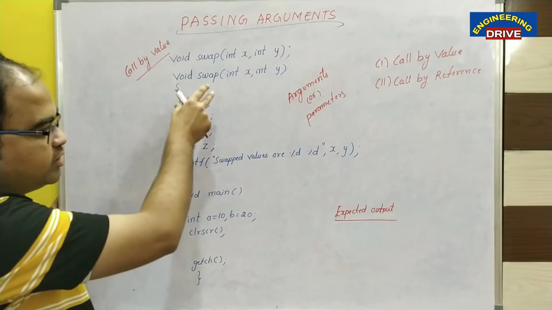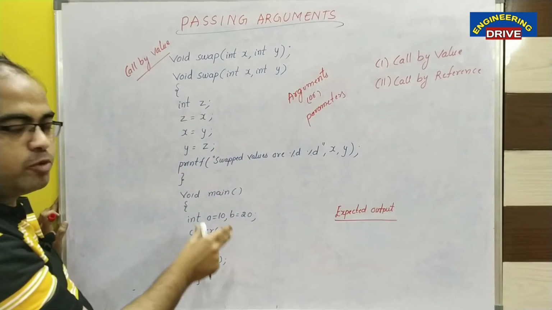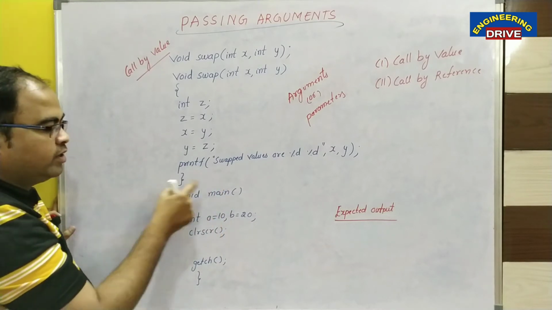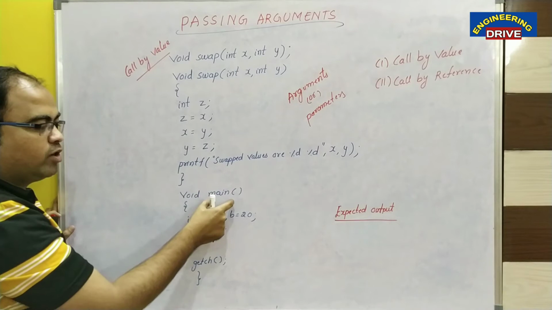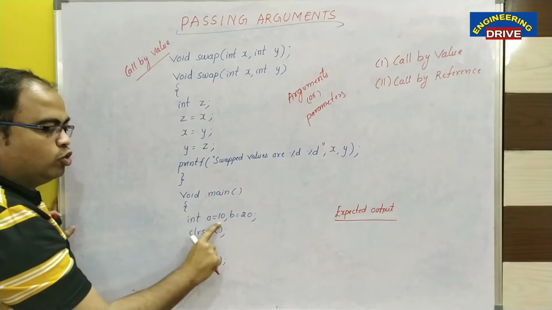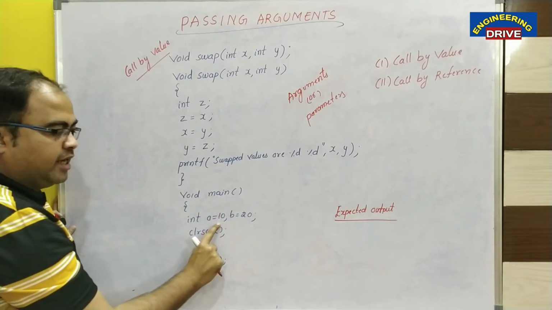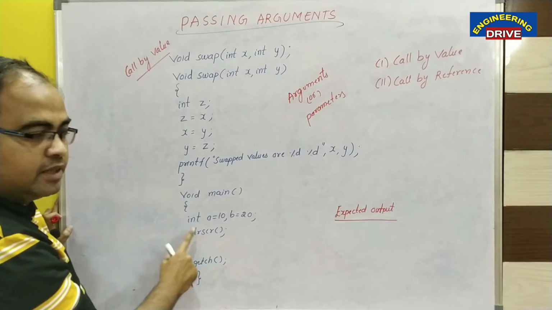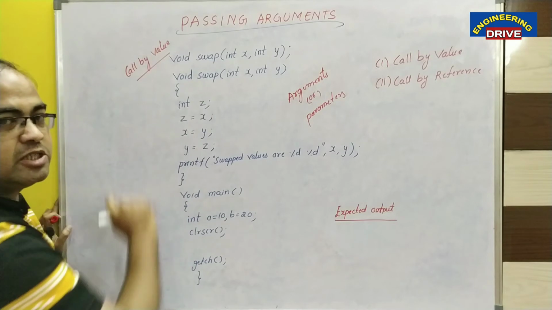Even if you create a user defined function, execution of the program starts from the main function only, as I have discussed in my previous video. So execution of our C program starts from the main function. Two variables are declared and initialized. A value is 10, B value is 20. Previous output is cleared. Okay, now I should call this user defined function swap.